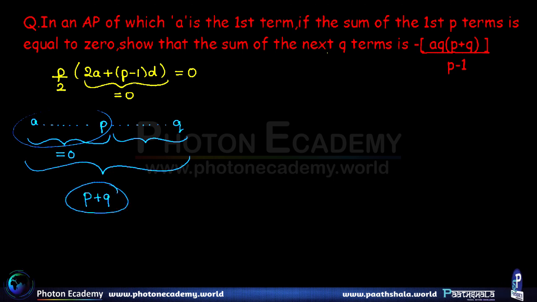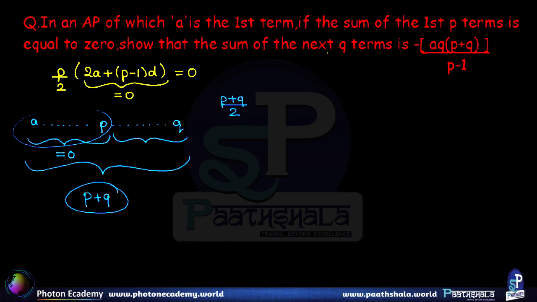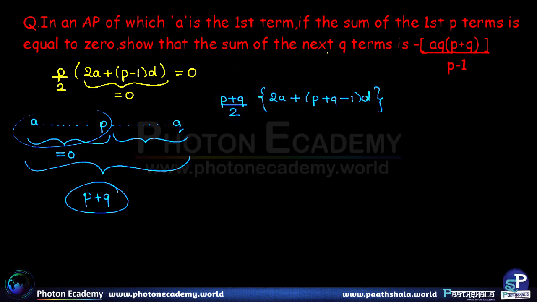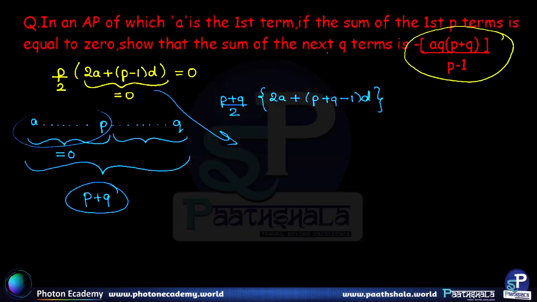So now using this, let us write another equation. So that is (P plus Q) upon 2 into (2A plus (P plus Q minus 1)D). So this is what we have to find out. Now looking at this equation, equating it to 0, we can say that in this equation we don't have D. So our objective is basically to eliminate D from this equation.